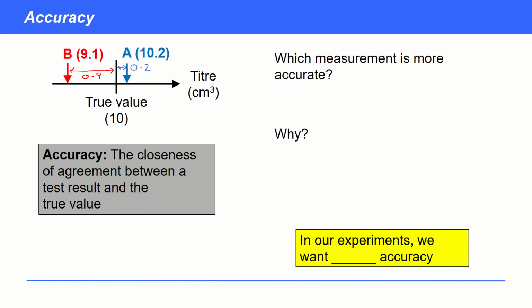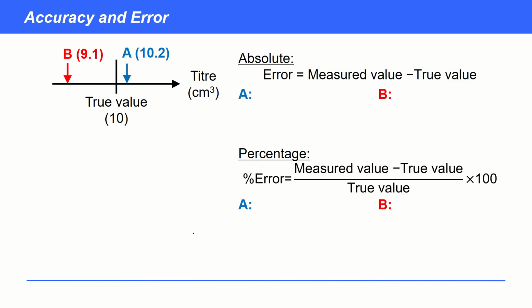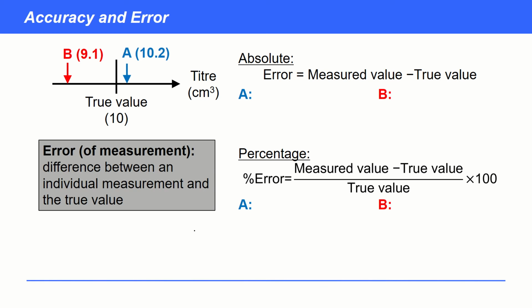So in our experiments, if we're going to do a good experiment, we want to have high accuracy. We want to be close to the supposed true value. Now, accuracy is closely linked to the concept of error. And the error of a measurement is simply the difference between an individual measurement and the true value. And we can define 2 types of error. There's the absolute error, which has the same units as the measurement.